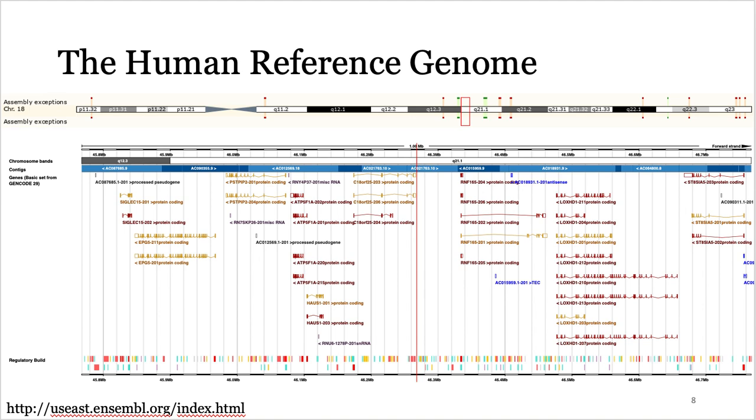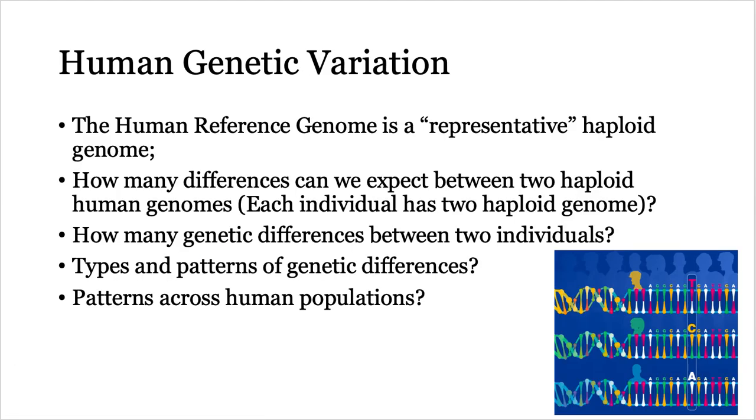But the human reference genome is only one representative genome, and one important note is that it is actually a haploid genome. We humans are diploid, and they only have information about one of the haploid genome. One important question is that if we get the genome from two individuals, how many differences can we find?